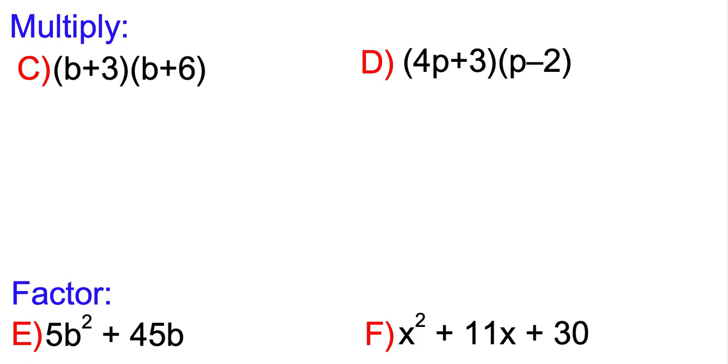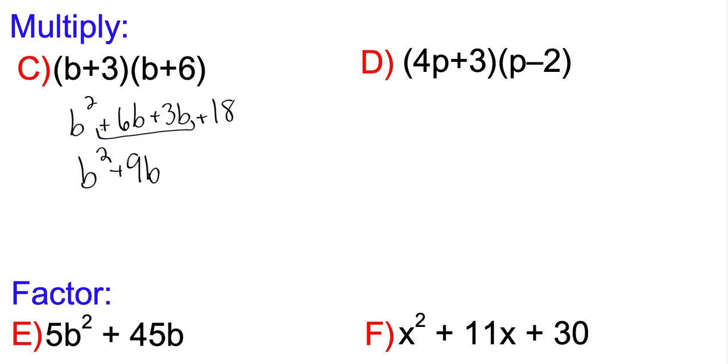Let's see how to do it. So I take this times this, b squared, this times this, positive 6b, this times this, positive 3b, this times this, positive 18. That's my first, outer, inner, last. That's the progression there. Okay, and then you've got to finish this up by combining like terms. You have a couple terms right there you can put together. So b squared plus 9b plus 18.